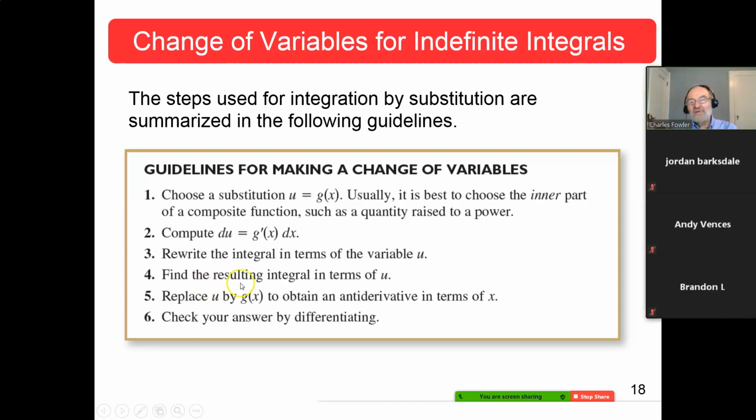I guess what they say, solve the integral in terms of u, and then go back and put, instead of u, whatever function that was in for your answer that you had in u, and then check your answer by differentiation. So that's exactly the steps we were following. I don't like the way they worded some of them, but that is what we were doing.